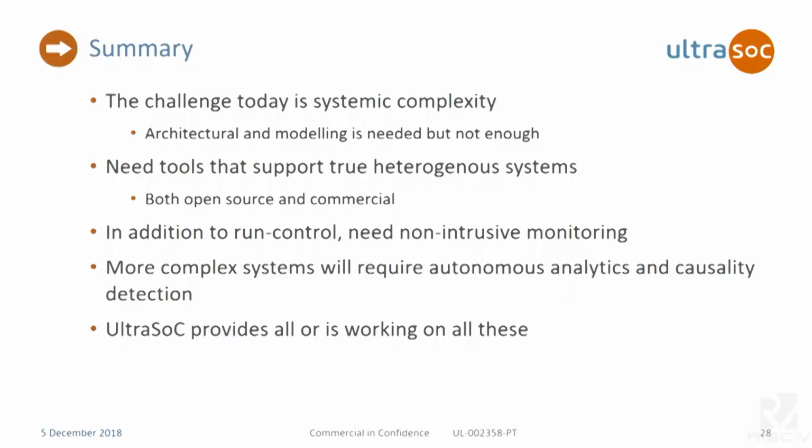So just to finish up, the challenge today is systemic complexity. So we need architectural and modeling tools that help with that, but that's not enough. We need to be able to do monitoring at runtime. We need tools that support true heterogeneous systems. They need to be both open source and commercial. In addition to run control, we need non-intrusive monitoring. And then more complex systems will need autonomous causality detection.